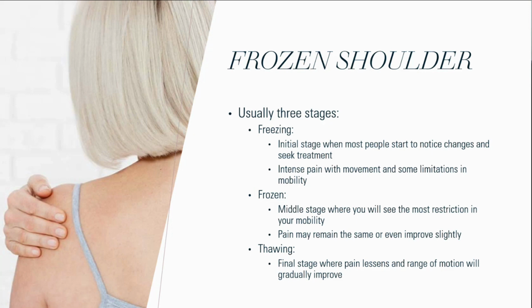Frozen shoulder usually presents in 3 stages. The first stage is our freezing stage, and this is when most people will start to come into clinic and seek treatment. They start to notice changes in their range of motion, and they're also usually suffering from very intense pain. Once it's worked through the freezing stage, it gets to what we call the frozen stage. This is the middle stage where you'll see the most restriction in movement. Pain may remain the same, and sometimes it improves a bit. It's more that we see a lot of stiffness of the shoulder joint in this stage.